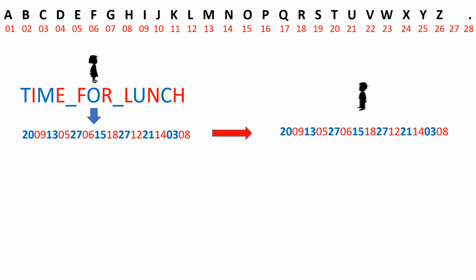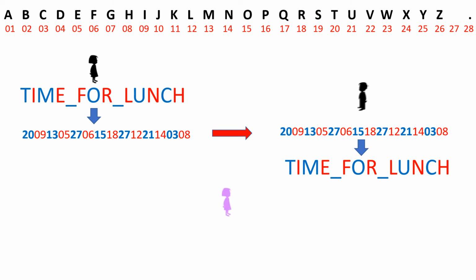Then Bob would receive this long number, and if he knows that that's what this is all about, he would have a chart just like this, and he would say the first two digits are 20. What is 20? He'd look up and see, oh, that's a T. And what's 09? That's an I, and he would then be able to decipher the message. So he would know that the message says time for lunch.